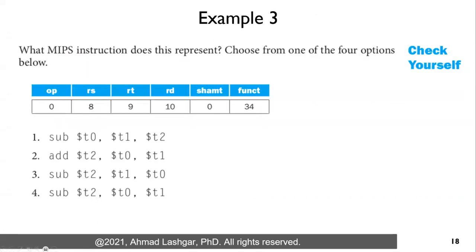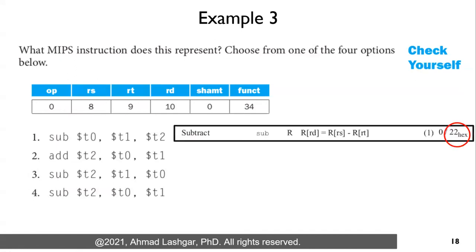Sometimes we want to generate the assembly code from machine binary. That's the inverse of what we did so far. This process is called disassembly. By looking at the OP and function pair values and confirming from the MIPS reference data, we know that this is a subtract instruction. So option 2 can be eliminated because that's the add instruction.